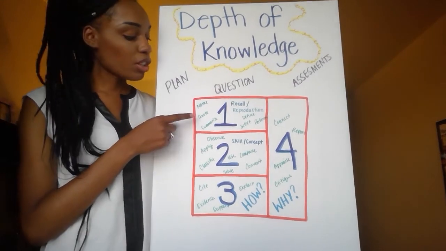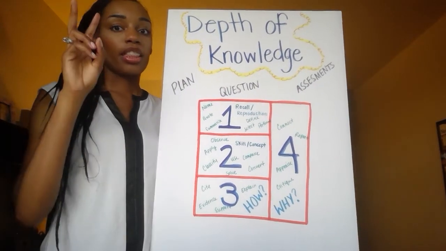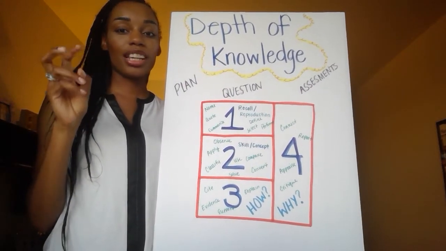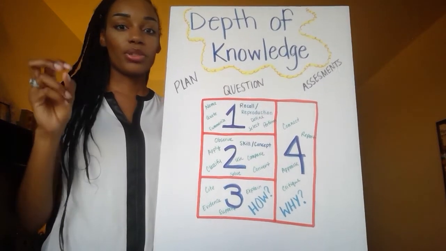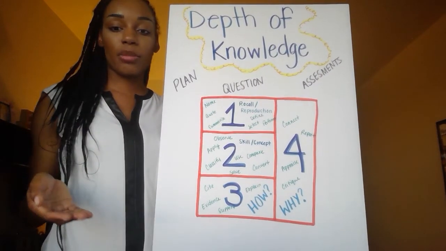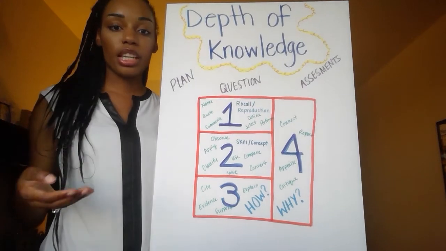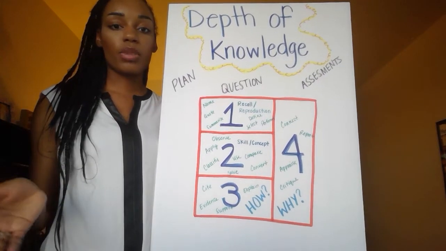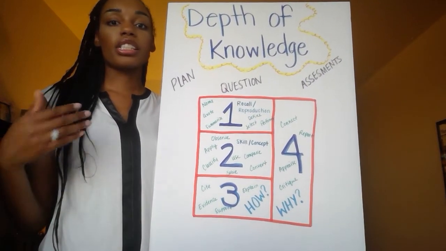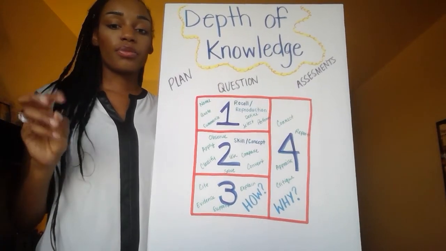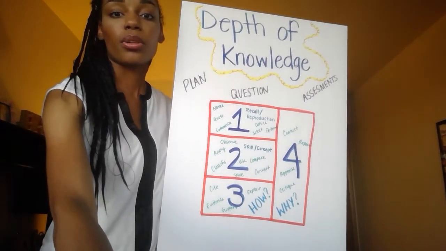So level 1, I call it the know section because it's what you know. It's going back to their prior knowledge. It's having them name off things that you just recently went over in a text, or having them recite words or key phrases or things of that sort.